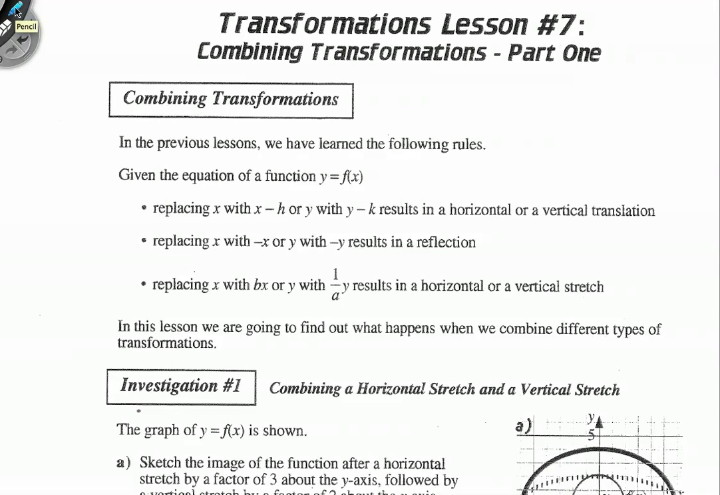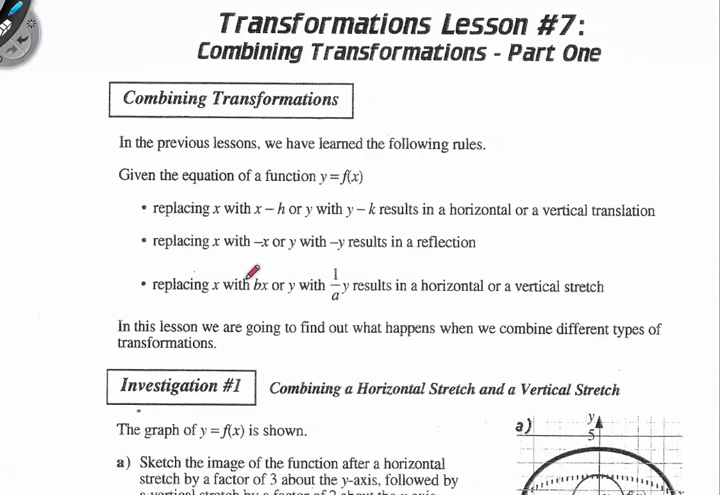So, in previous lessons we've learned the following rules, and that is, given the equation y equals f of x, if we replace x with x minus h, or y with y minus k, these result respectively in horizontal and vertical translations. If we replace x with negative x, that is a reflection in the y-axis, and if we replace y with negative y, that results in a reflection in the x-axis.